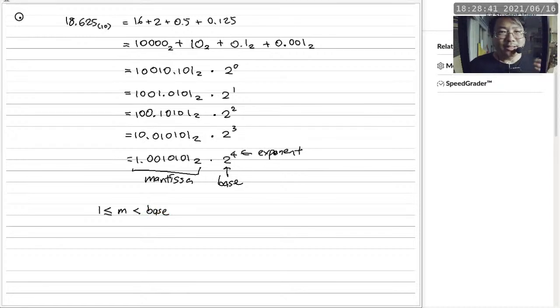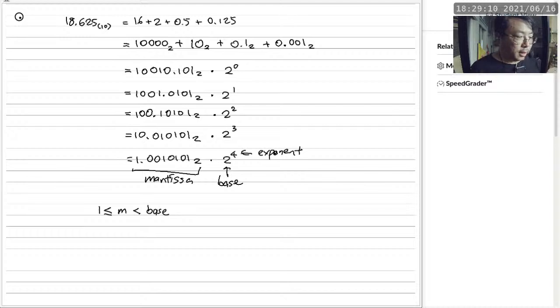So in base 10, the mantissa should be less than 10. In base 2, the mantissa should be less than 2, but it also has to be greater than or equal to 1 in order to be called a mantissa. So that's kind of what the mantissa is supposed to be. And then we can adjust the exponent in order to specify whatever value we want to specify.